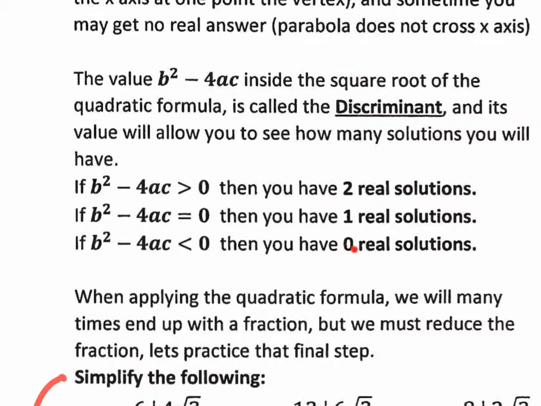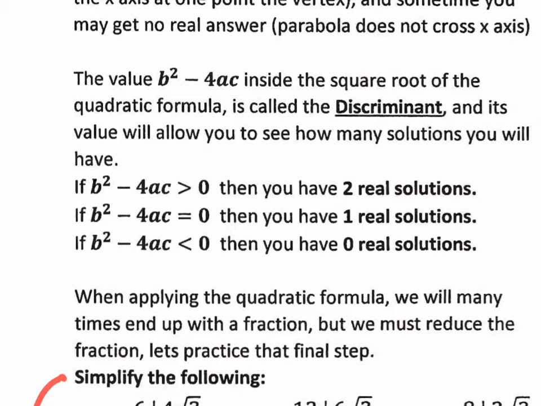It's imaginary, which means that it doesn't cross the x-axis, which means that there are no real answers. Okay? So by looking at your discriminant value, if it's positive, you have 2 answers. If it's equal to 0, you're only going to get 1 answer, because it doesn't matter if you add or subtract 0, you get the same answer. And if it's negative, you get no answers because you can't do the square root of a negative.